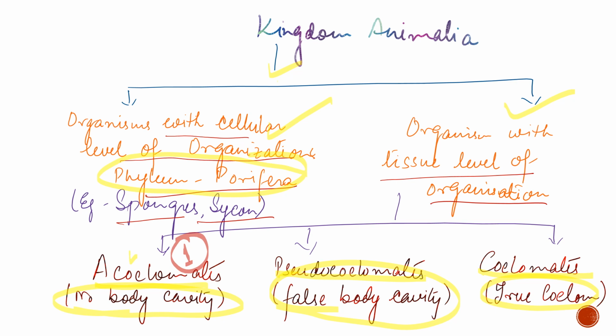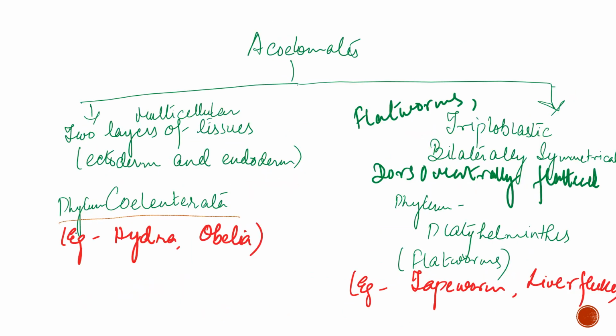The first one we'll discuss in the next slide is acoelomates, and then the coelomates. We'll take each thing in detail in the next video, in the next slide. Now acoelomates are also divided into two types. They are multicellular organisms, we know. We divide each of them by the embryonic layers of tissues also.